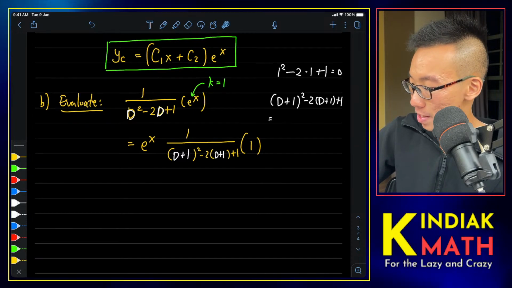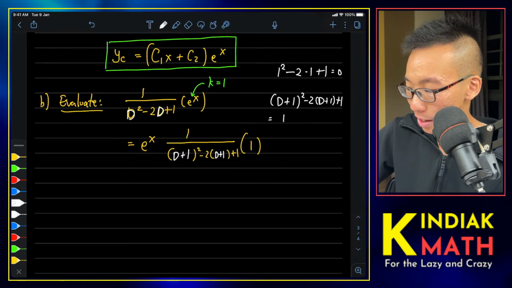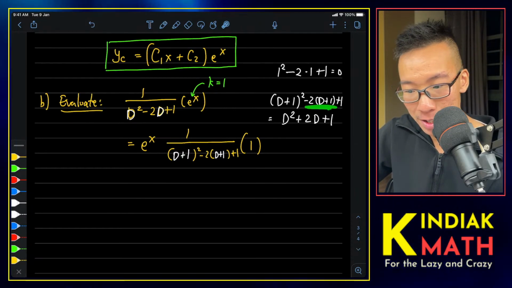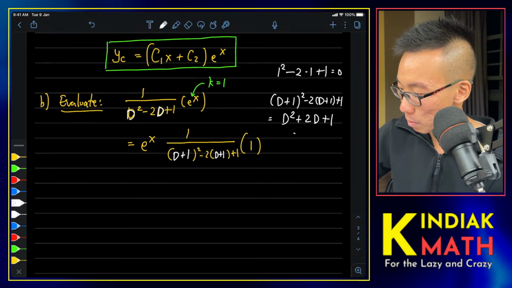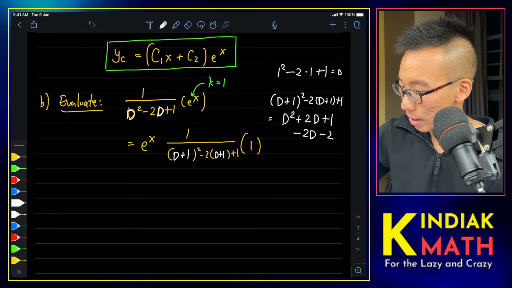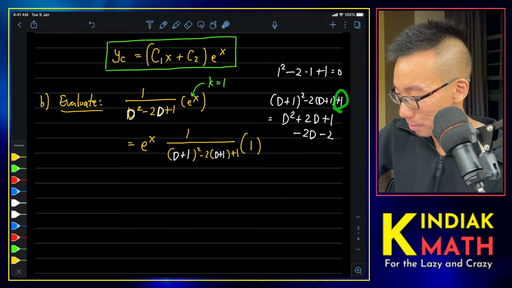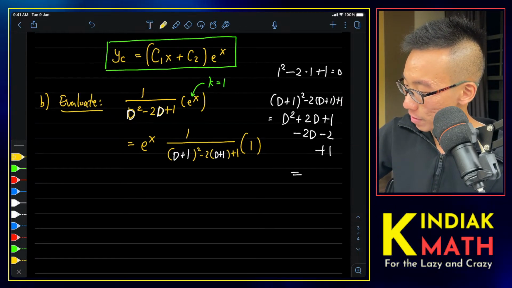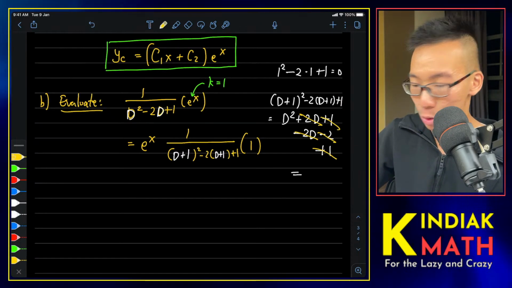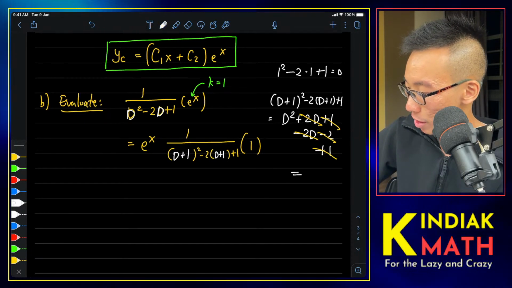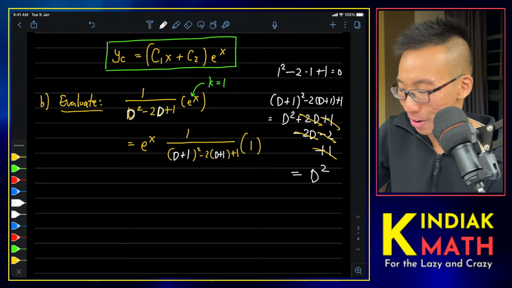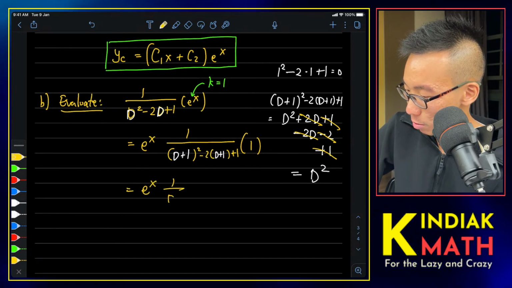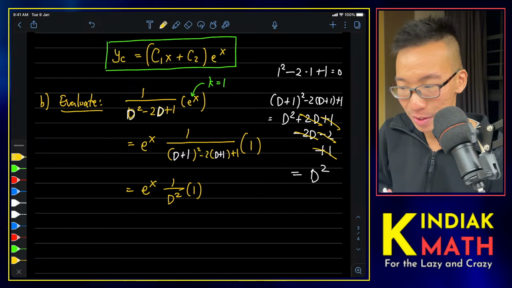And let's do this slowly. So this is d plus 1 all squared. That's d squared plus 2d plus 1. This is minus 2d minus 2. And this is plus 1. So you're gonna notice that a bunch of things would start cancelling out. You are actually simply left with d squared. So this simplifies to e^x times 1 over d squared of 1.